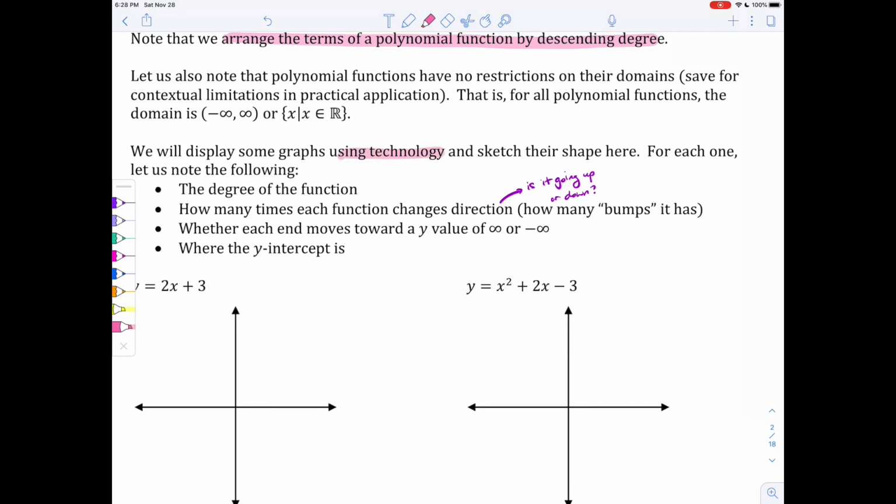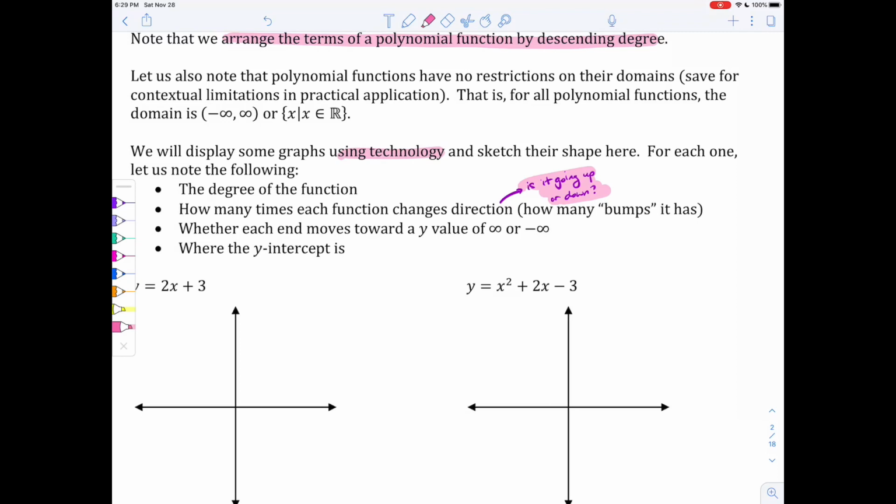So we don't know how to graph necessarily all these yet, but we'll just use that to help us. We'll sketch the shape here, and as we do so, we're going to note some things. So we're going to note the degree of the function, which we'll be able to get easily just from its equation. How many times each function changes direction, that might be how many bumps it has. There we're talking about, like, is it going up or down? That's the direction we're after.